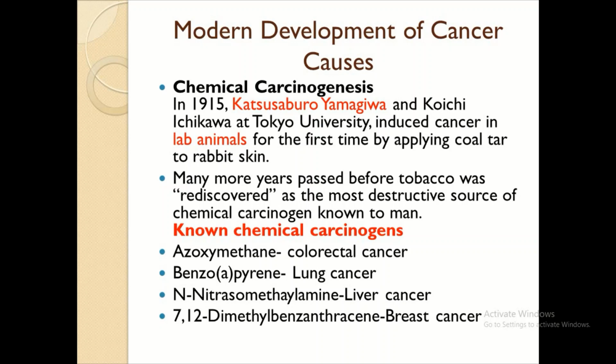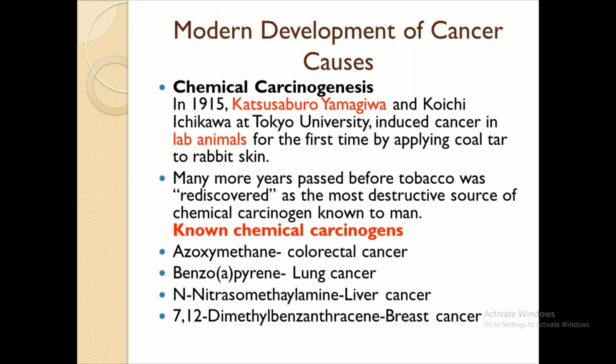Katsusaburo Yamagiwa and Koichi Ichikawa at Tokyo University, Japan, induced cancer in laboratory animals. Laboratory animals, you know very well, the rat, mice, rabbit, guinea pig, these are all called laboratory animals. These two people tried it in the rabbit. They applied coal tar to the rabbit skin and it developed tumors. This paper was published, and this is the first proof that chemicals can cause cancer.